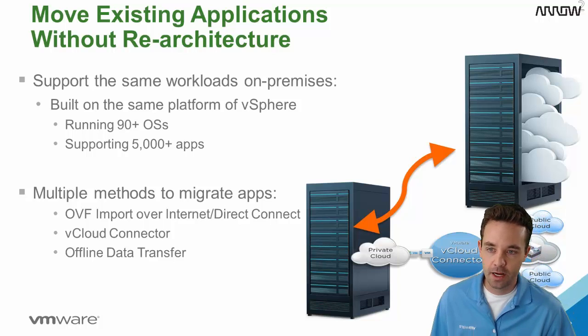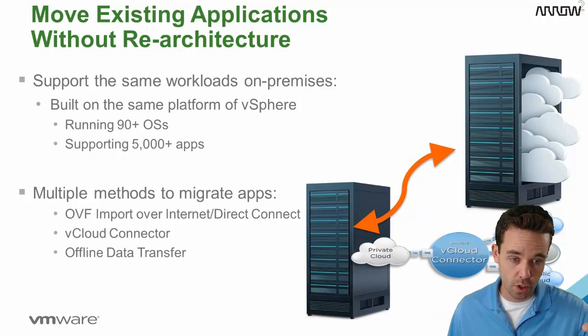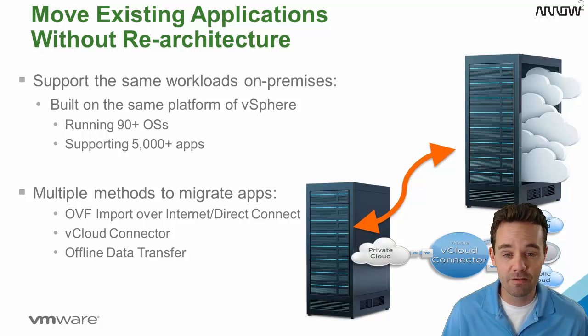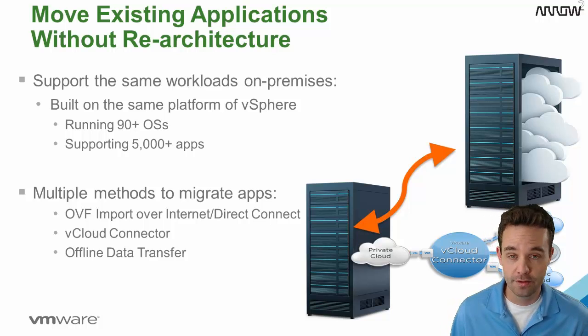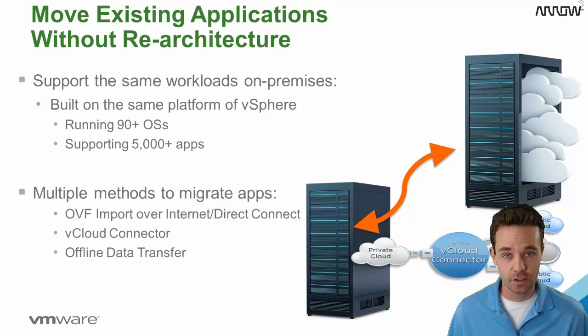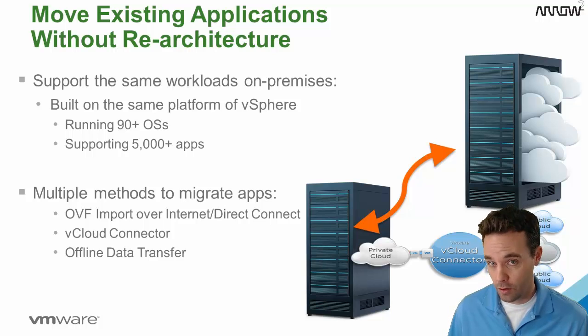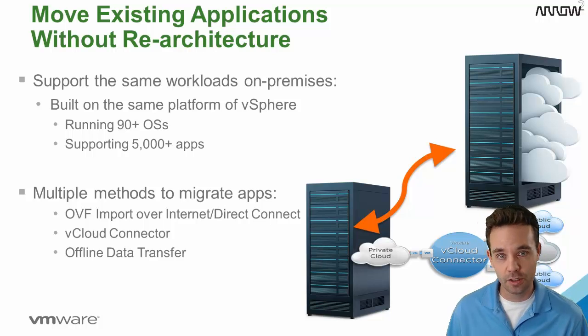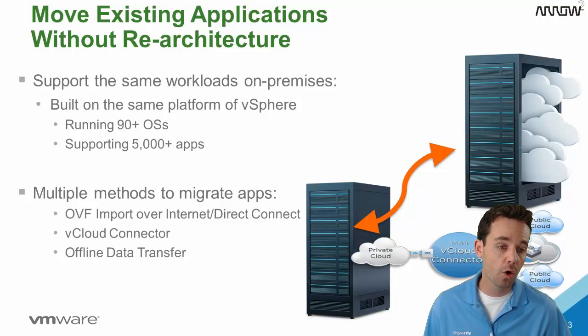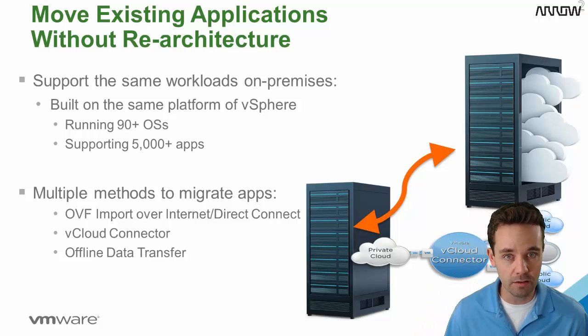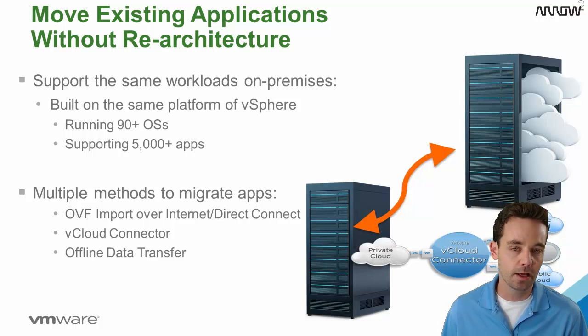So we can see here, the first point of note is since we're running vSphere in vCloud Air, we can run all of the same operating systems and applications that are certified on premises. So many of these enterprise corporations have gone through probably years of testing and certification, making sure that their applications are certified to run on vSphere. Well, we know that those workloads will run well in vCloud Air because it's the same underlying infrastructure.